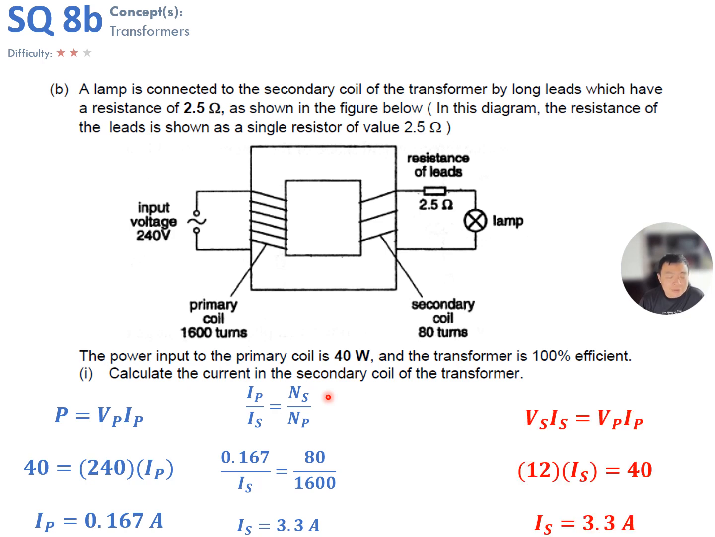A second way, which is what I prefer, is actually to use the power equation, just one step, because we are given that the transformer is 100% efficient. So the input power, which is VPIP, is equal to the output power over here, which is VSIS. So in one step we can get the current to be 3.3 amperes in the secondary coil.